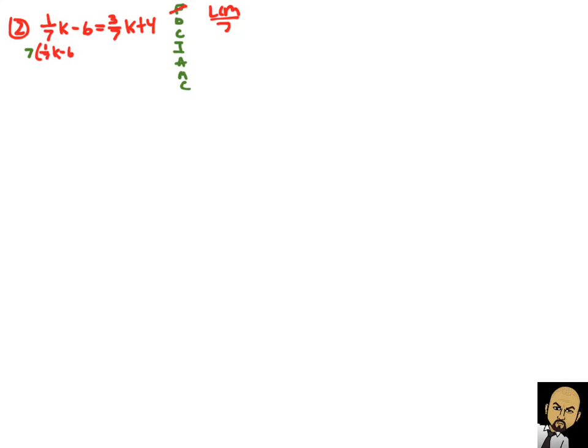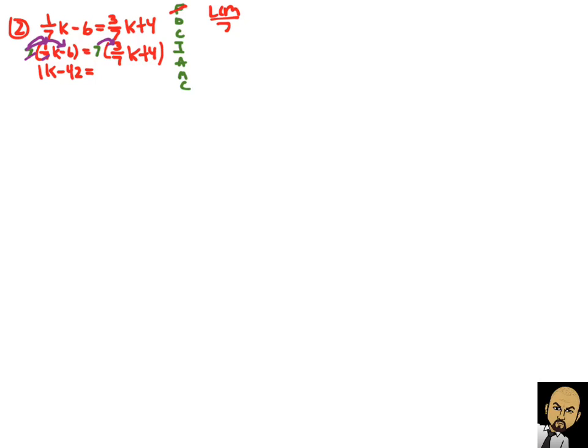So we're going to multiply everything on the left-hand side by 7, and everything on the right-hand side by 7. So you use the distributive property. 7 times 1/7, well, the 7's cancel out. You end up with 1, and you end up with k, specifically 1k. Then you multiply 7 times -6, which ends up being -42.